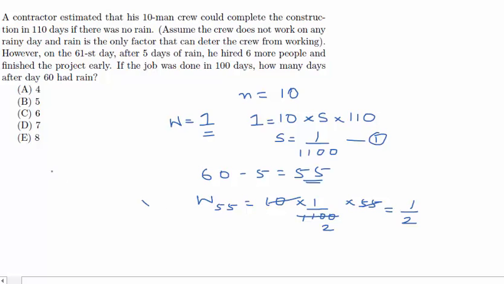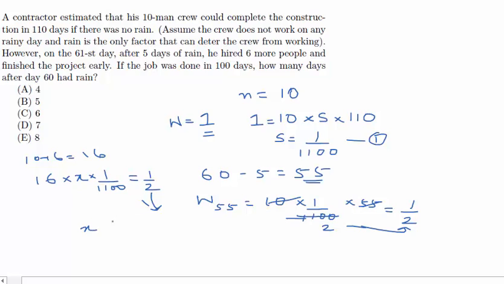it says on the 61st day he hired 6 more people. So how many did he get? Now he has 10 plus 6, 16. 16 people worked for X number of days at a speed of 1 by 1100 to complete how much? Half of the remaining work. How did I get this half? Because I know here that half of the work was done, so half will remain.